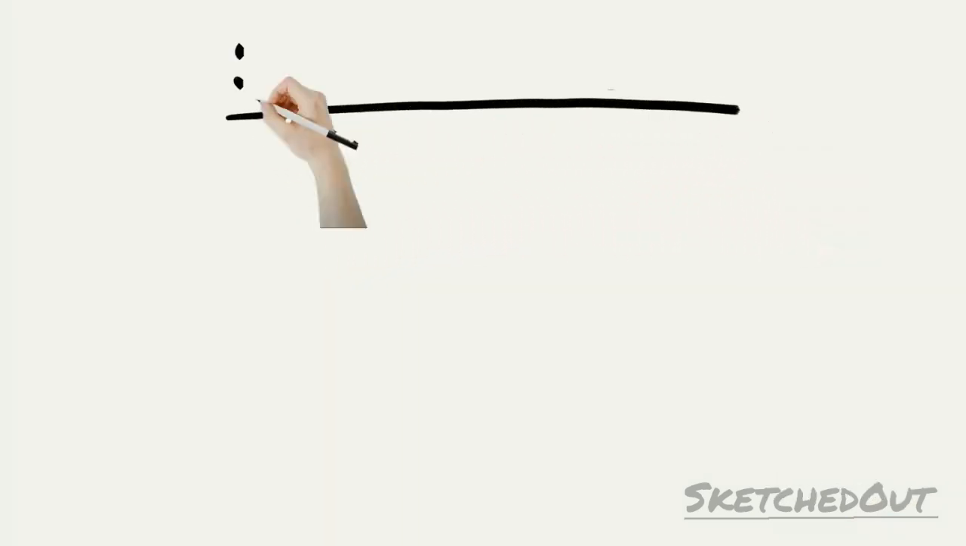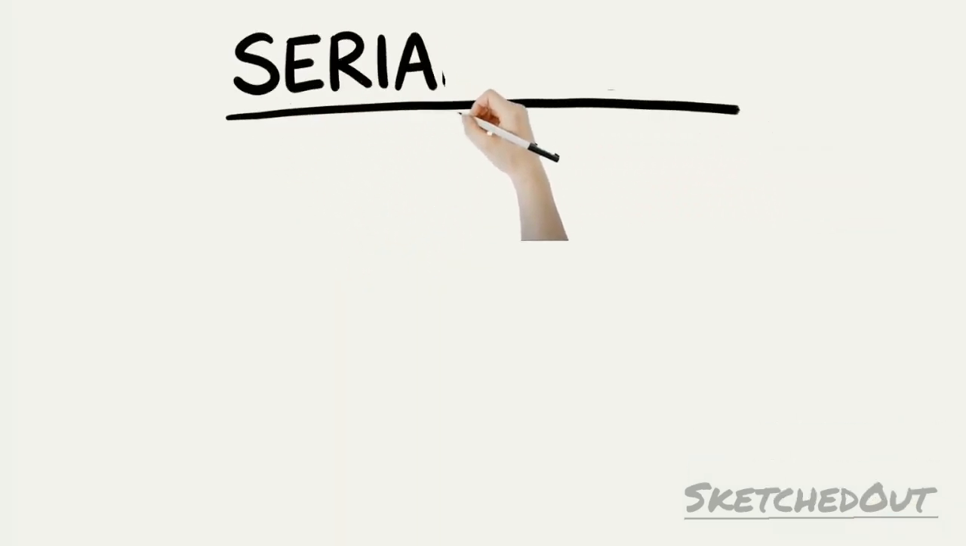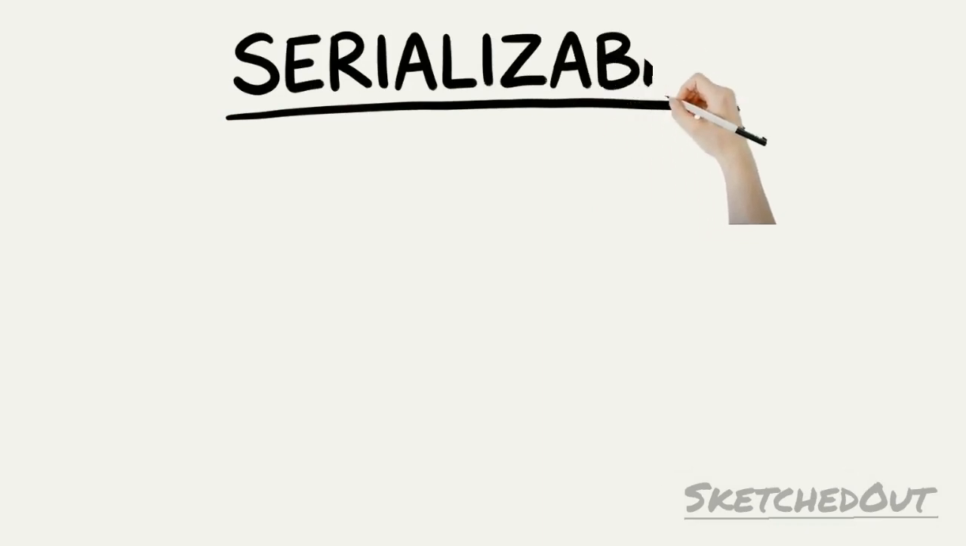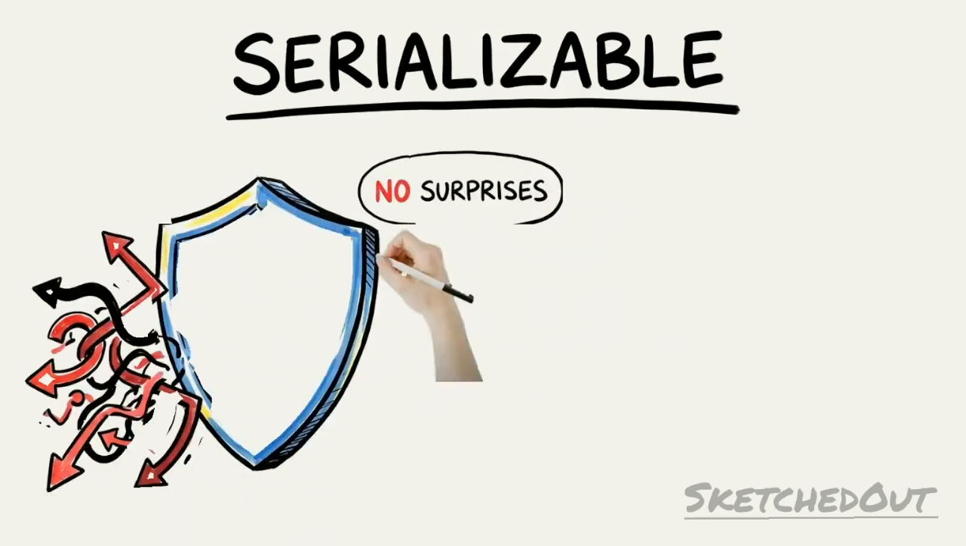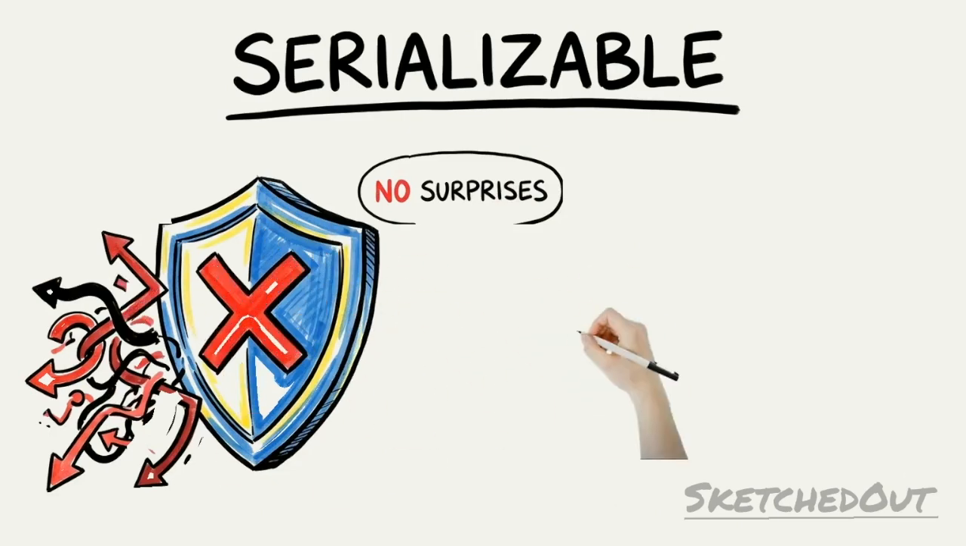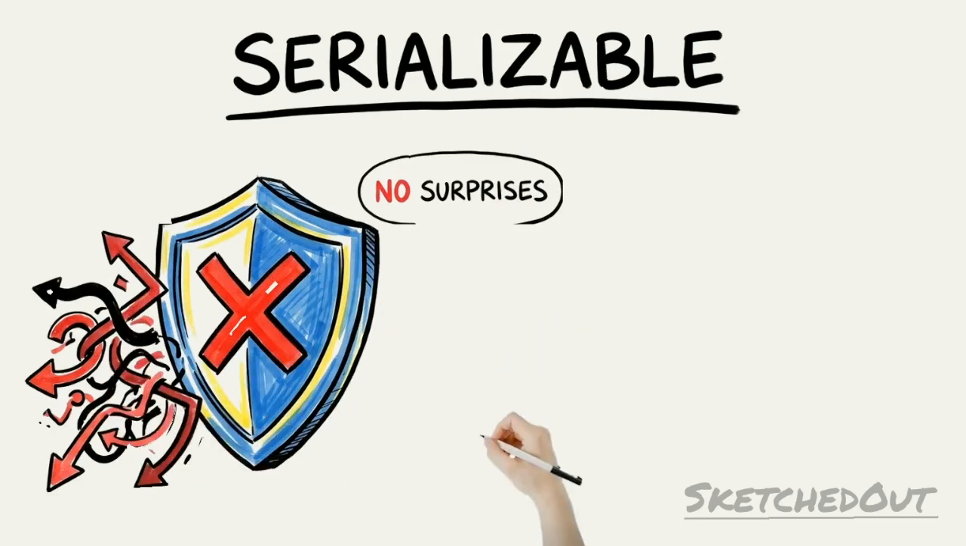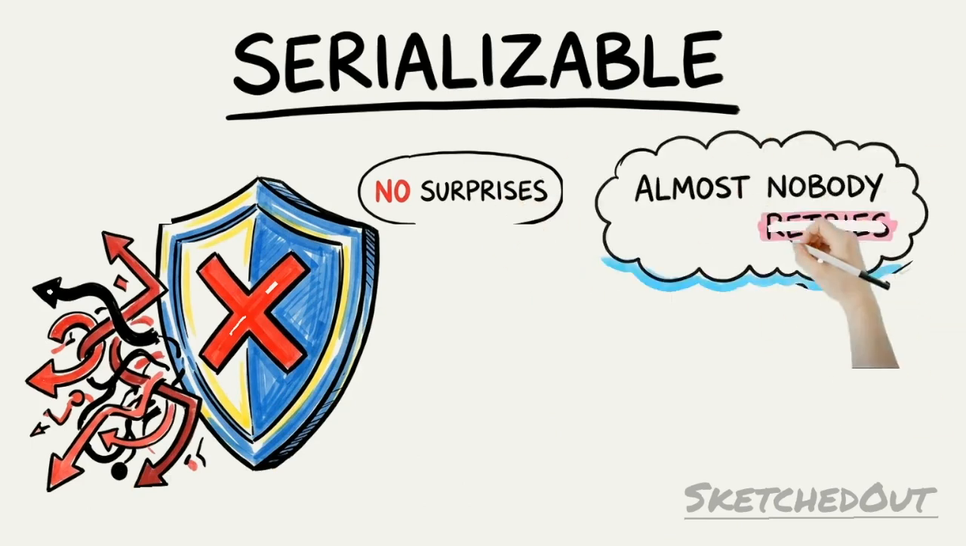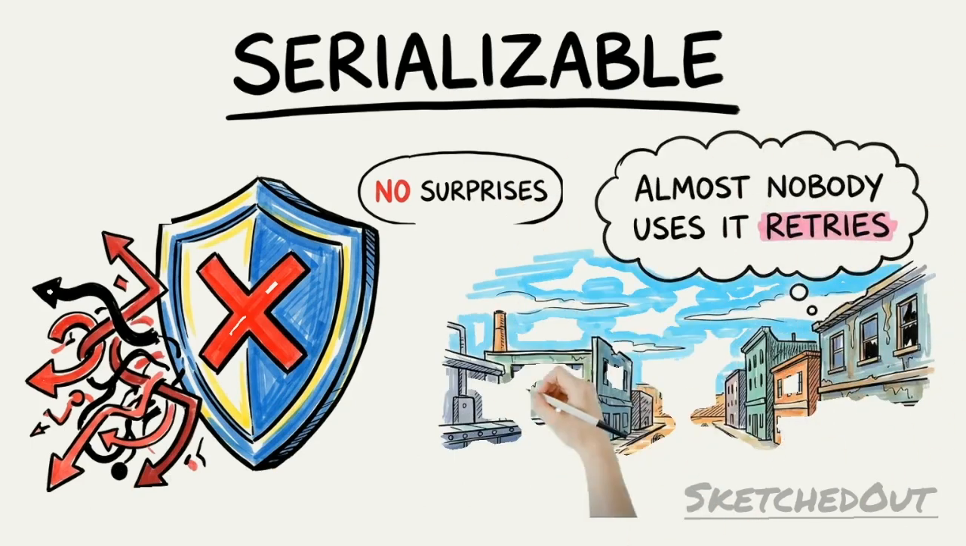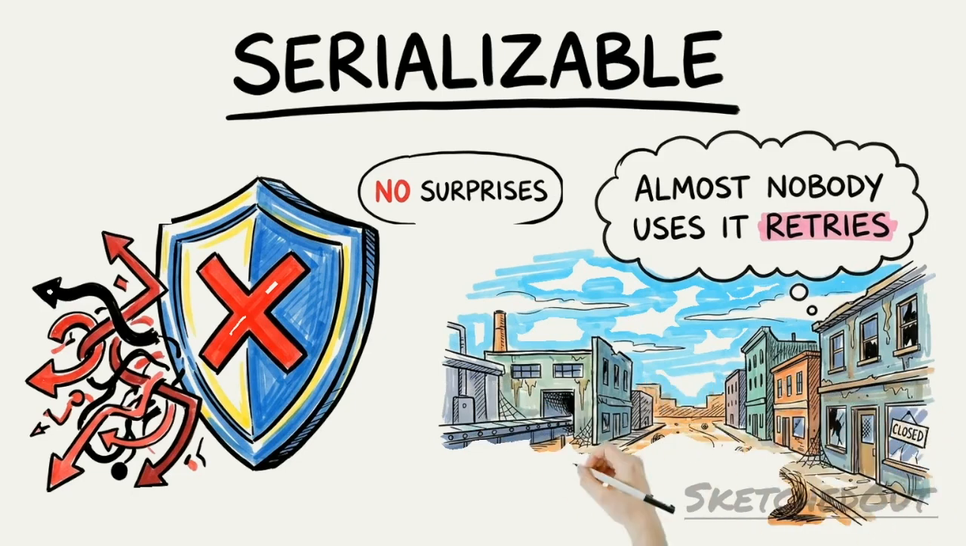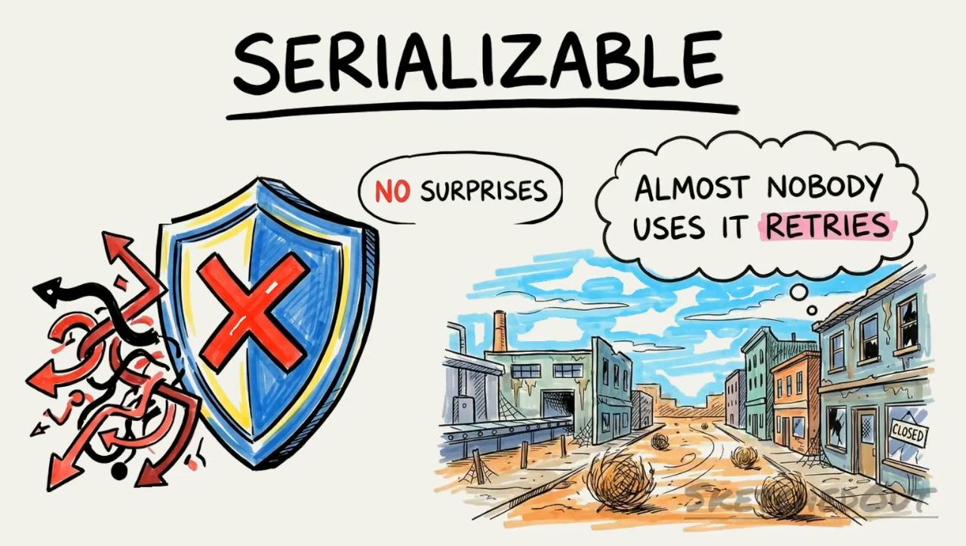Serializable goes further. Postgres pretends transactions ran one at a time in some order and rejects any that can't be made to fit that pretense. It's the strongest guarantee. No anomalies, no surprises, and it's also the one almost nobody uses in production because retries can be frequent under contention and because read committed plus explicit select for update where it matters is usually good enough. Which is why the correct answer isn't the popular one.